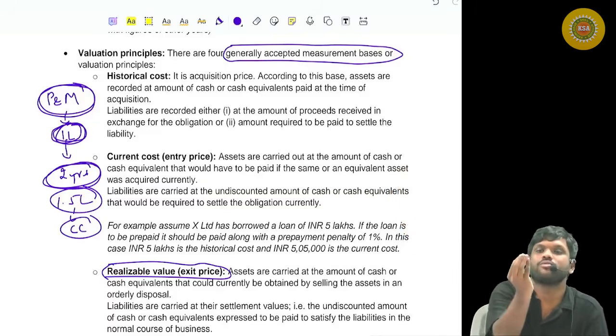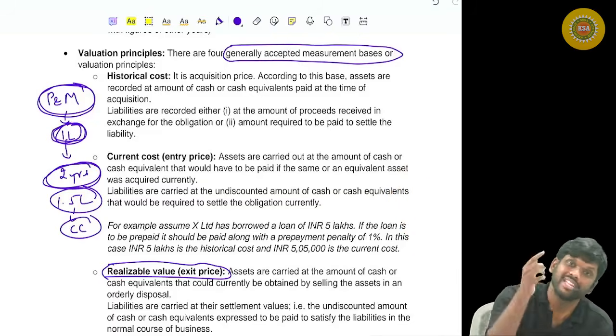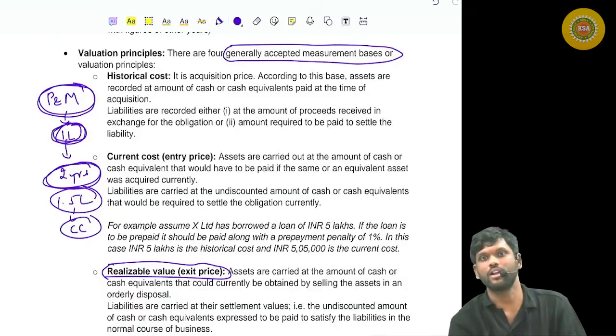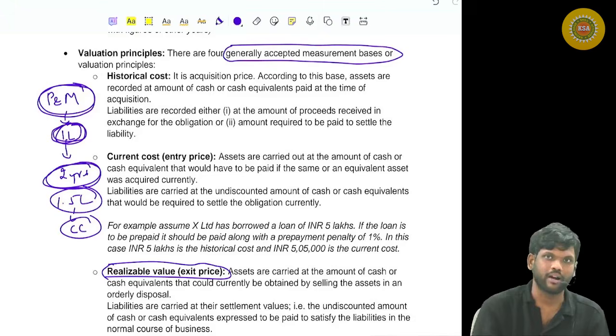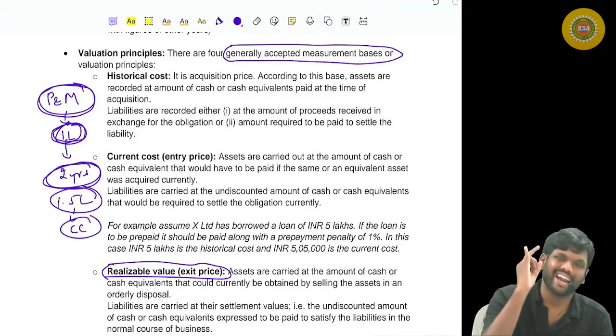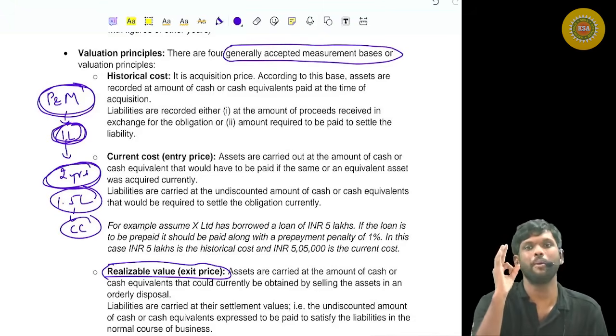அந்த future cash flows present value பண்ணி add பண்ணா that value is called as present value. அப்போ ஒரு அசெட்டோ லைபிலிட்டியோ 4 விதமா மெஷர் பண்ணலாம். historical cost, current cost, realizable value, present value.